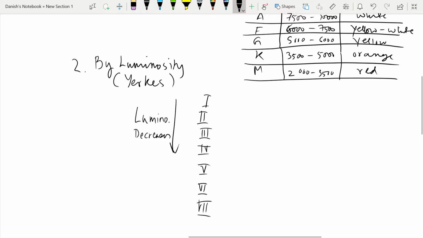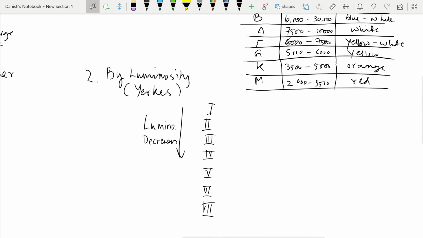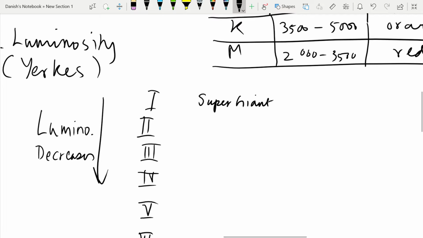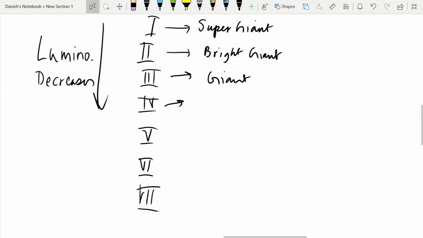So luminosity 1 will be, for example, supergiant. It's a really large star. Luminosity 2 will be a bright giant. It will be bright, and it's not quite a supergiant, but it's a giant. And this is a regular giant. So 4 will be a subgiant, almost giant.